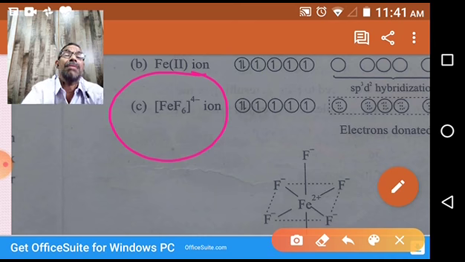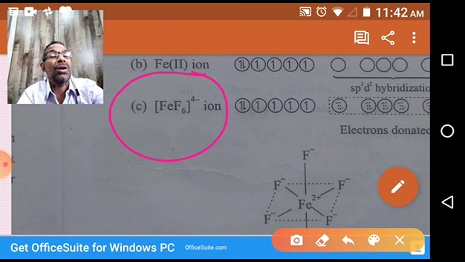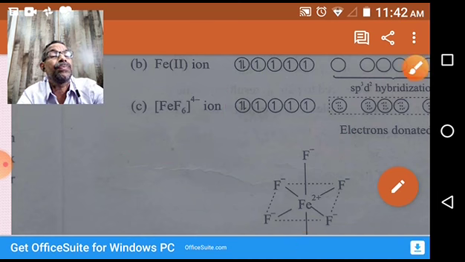As per valency bond theory, the central metal atom, that is iron ion Fe plus 2, has to provide 6 vacant orbitals for bond formation with 6 ligands. This is the primary issue. Then what is the iron electronic configuration? We will see.